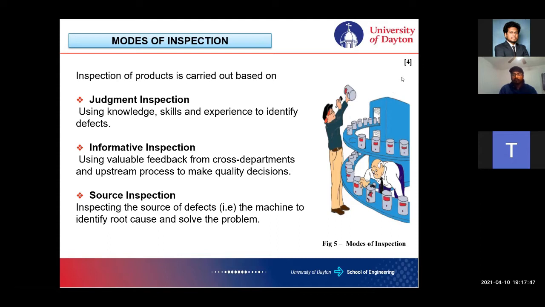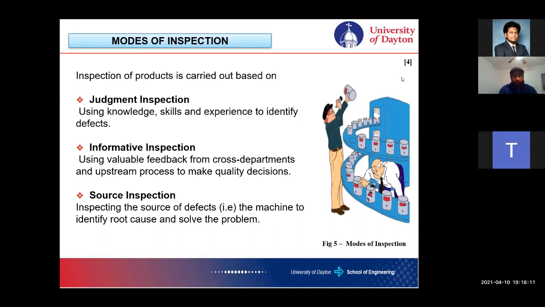Informative inspection is based upon feedback, comments, and data obtained from the process and cross functional departments. Engineers use this information to check on processes and to improve equipment effectiveness and productivity. Process improvement ideas are also generated from informative inspection.